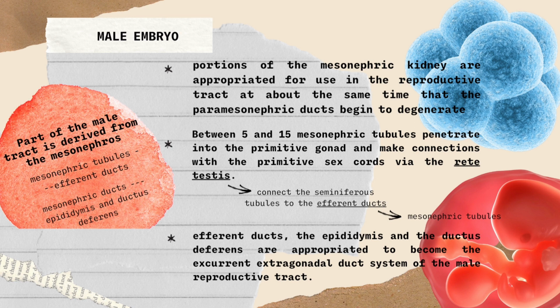Between 5 and 12 mesonephric tubules penetrate into the primitive gonad and make connections with the primitive sex cords via the rete testis. The rete testis is a network of tiny ducts that connect the seminiferous tubules to the efferent ducts. Efferent ducts are derived from the mesonephric tubules. The mesonephric duct will give rise to the epididymis and ductus deferens. Together, the efferent ducts, the epididymis, and the ductus deferens are appropriated to become the excurrent extragonadal duct system of the male reproductive tract.